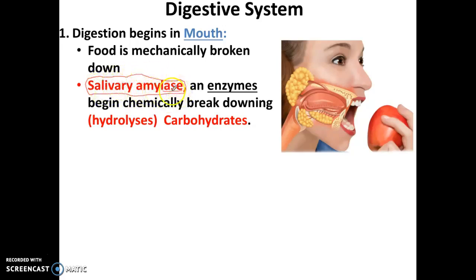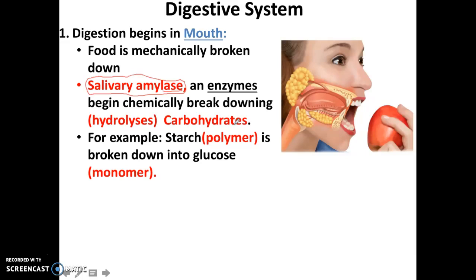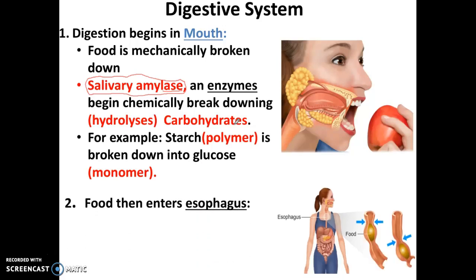And salivary amylase is simply in saliva. There's a lot of enzyme in your saliva called salivary amylase, and the function is to break down carbohydrates. So for example, whenever you put in starch, like a polymer, this is going to be broken down into glucose, or monomer. Then it's going to enter the esophagus.